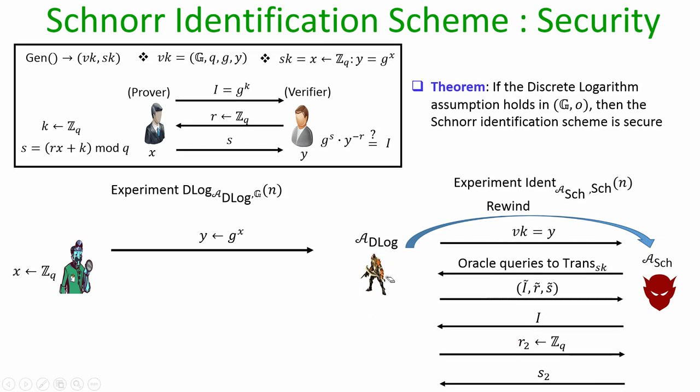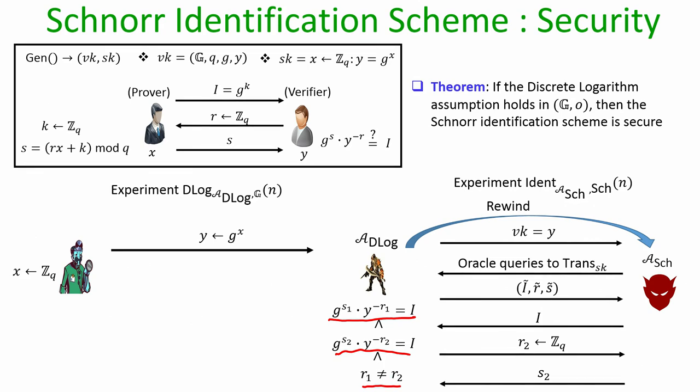And now, what this discrete log adversary is going to do is check whether (I, R1, S1) is an accepting transcript. Namely, it checks whether the first condition here holds. And then it checks whether (I, R2, S2) is also an accepting transcript. Namely, the second condition holds. And finally, it checks whether the 2 challenges which it has picked randomly are different or not.